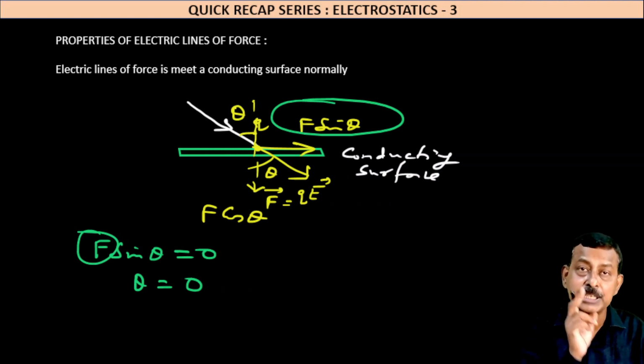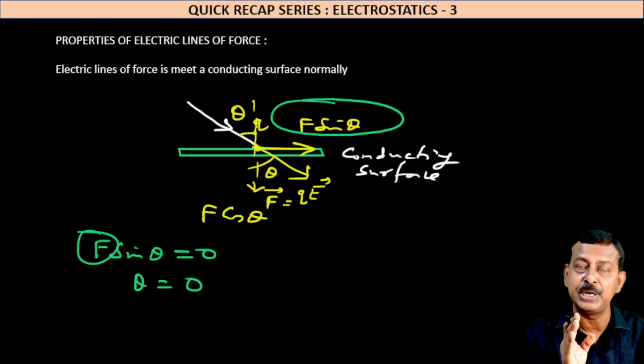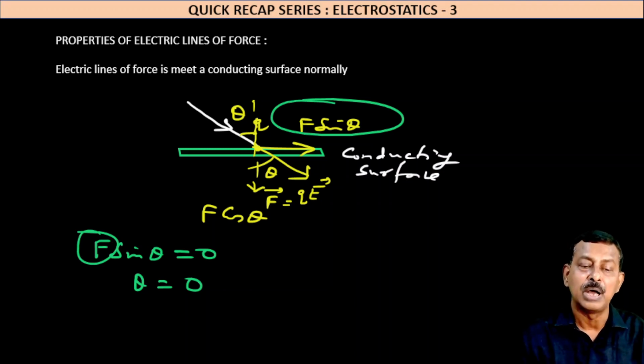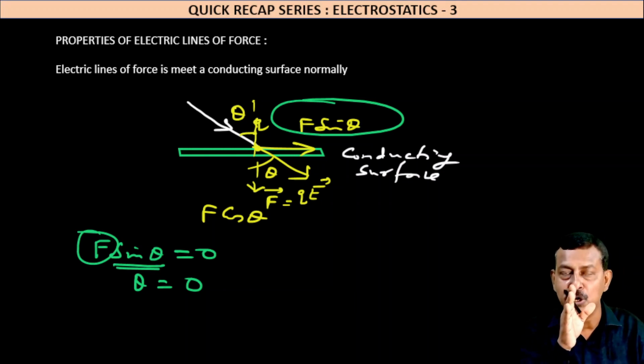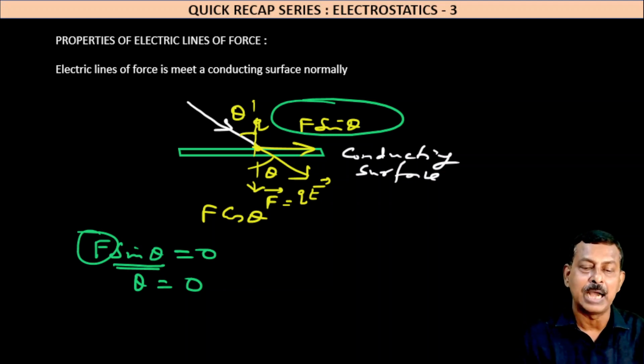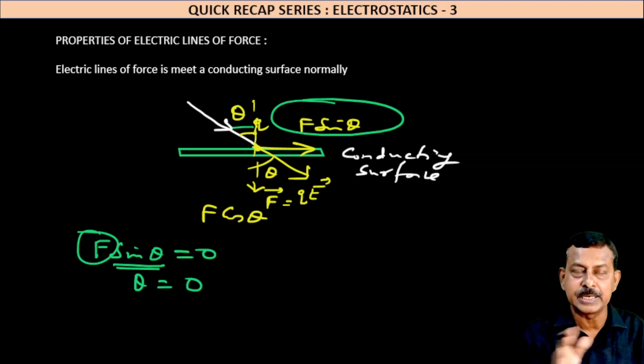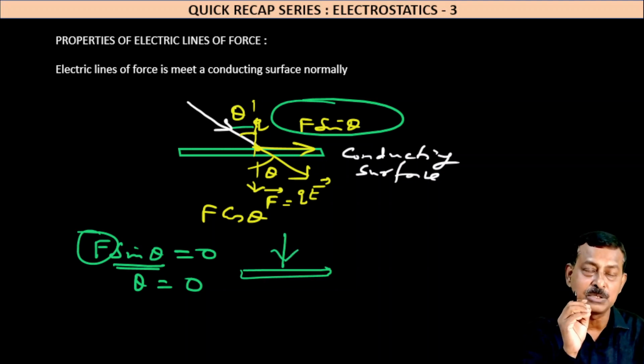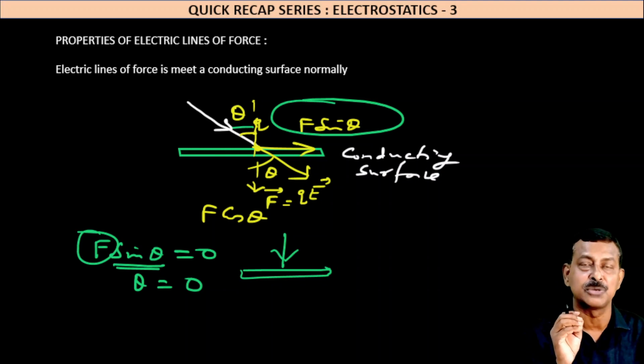Charge will experience force because there will be electric field, as the electric lines of forces are meeting there. So force will be there, but the sine theta term should be 0 so that there is no component of the force along the surface of the conductor. And if theta is 0, it simply means this theta we have taken is normal to the conducting surface. So it means the electric lines of forces will meet any conducting surface normally. That is why we say that electric lines of forces will meet a conducting surface normally.